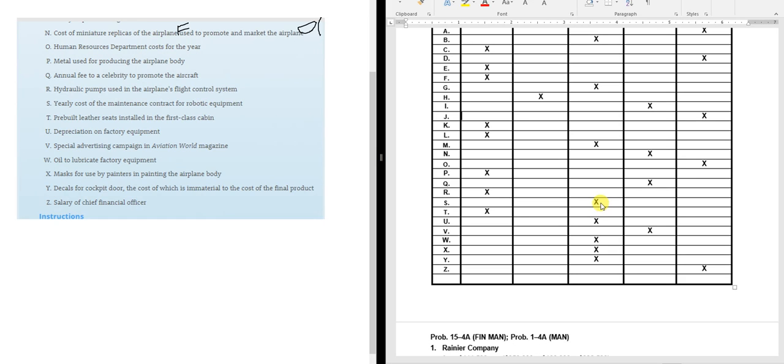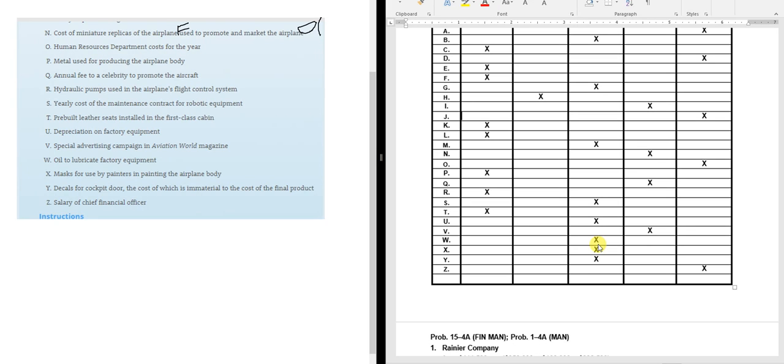Pre-built leather seats installed in the first class cabin, that's part of the product, so direct materials. Depreciation on factory equipment, it's in the factory, so it's overhead because it's not materials or labor. Special advertising campaign, that's promotion, so it's a selling expense, so period selling. Oil to lubricate the factory equipment, it's in the factory, but it's not part of the product, so it's overhead. Mask used by the painters, it's in the factory, but it's not part of the product, so it's overhead.